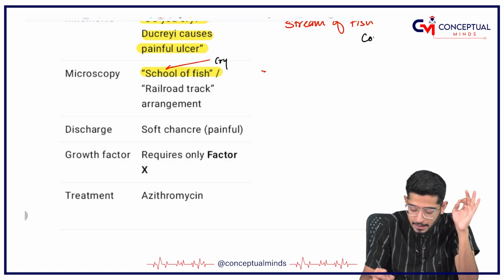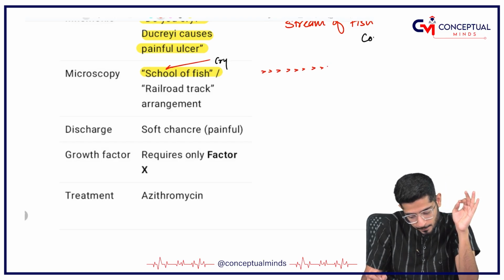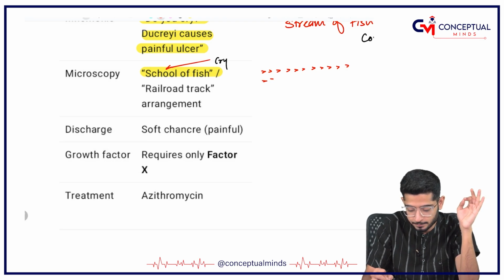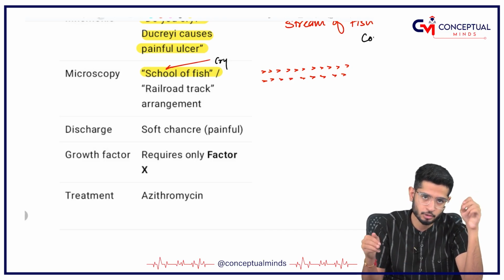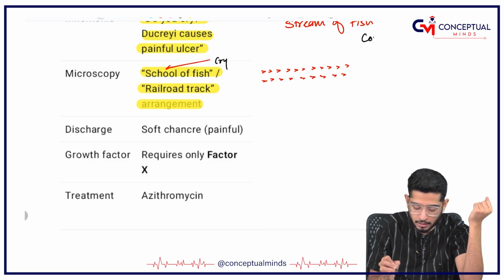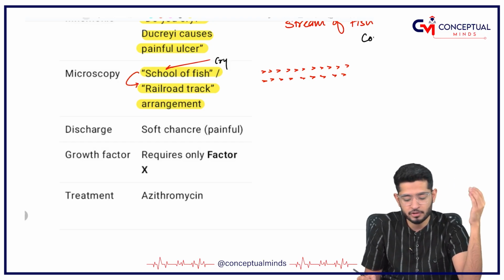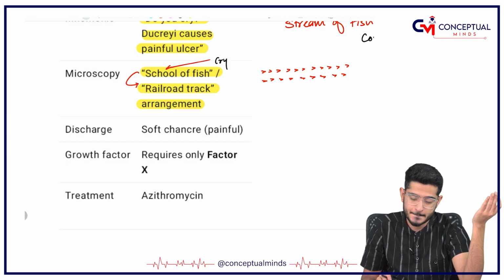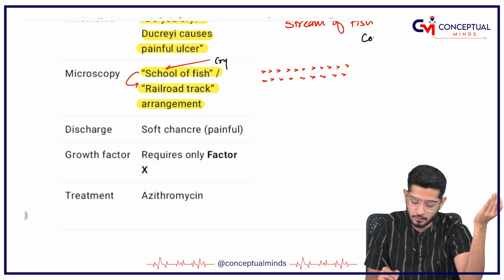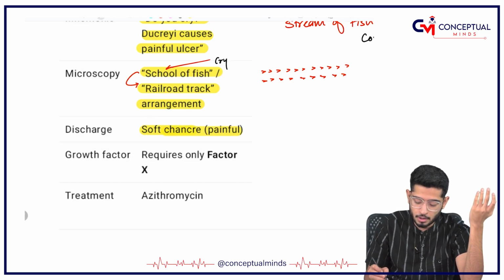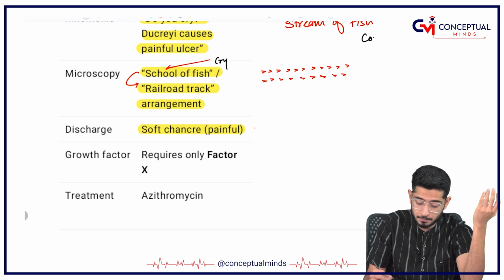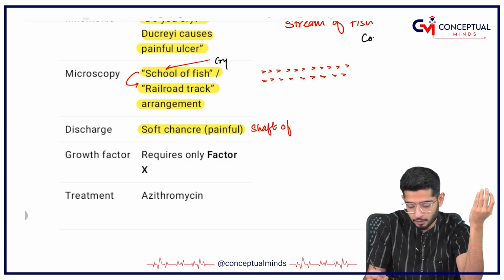So what does this mean? Just like the school line, the arrangement is a linear one. Just like the two tracks of a railroad, it is also called railroad track arrangement. So from the school of fish you can remember the railroad track appearance also. Clear? This is responsible for causing a painful chancre. Do not confuse this with the soft chancre. Remember, the shaft of the penis is going to have the soft chancre.